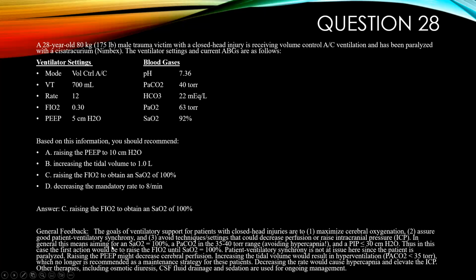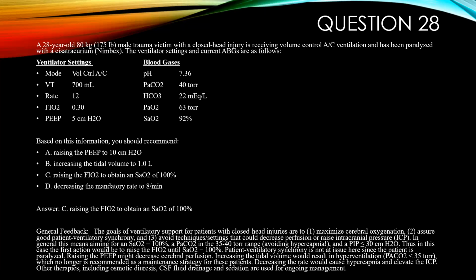In general, this means aiming for SaO2s of 100%, PaCO2s of 35 to 40, and again, a little bit debatable, folks. Depending upon where you work, they may actually aim a little bit south of there, maybe 32 to 34, 32 to 35. It's controversial because hyperventilating your patient to achieve a PaCO2 a little bit south of 35, while it will achieve some vasoconstriction, will also reduce cerebral blood flow.